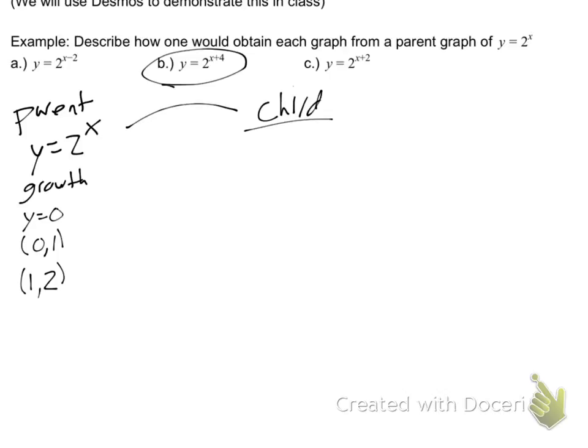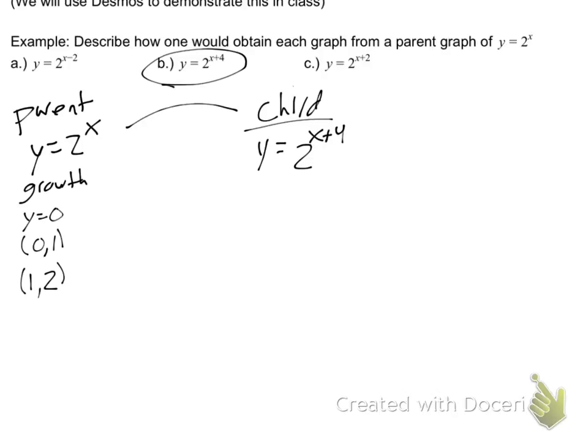Because remember we talked about yesterday that if there is no change, do I have to state there's no change? No. I don't want to state that. I'm only going to state the things that change. Now, if there happens to be an a value, you have to do that first because that's multiplication versus this is addition or subtraction. So the child graph that we're going to talk about is 2 to the x plus 4.